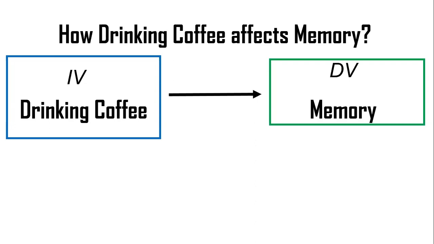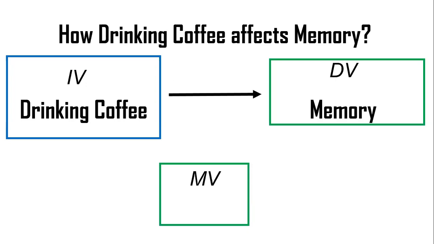Now, the moderating variable is here. Remember, this determines the strength of relationship between the independent variable and the dependent variable. Most of the common examples of moderating variables are, for example, sex or gender. Now, in this case, even if you say that you want to test drinking coffee and how it affects the memory, your test subject is, let us say, a random number of people.